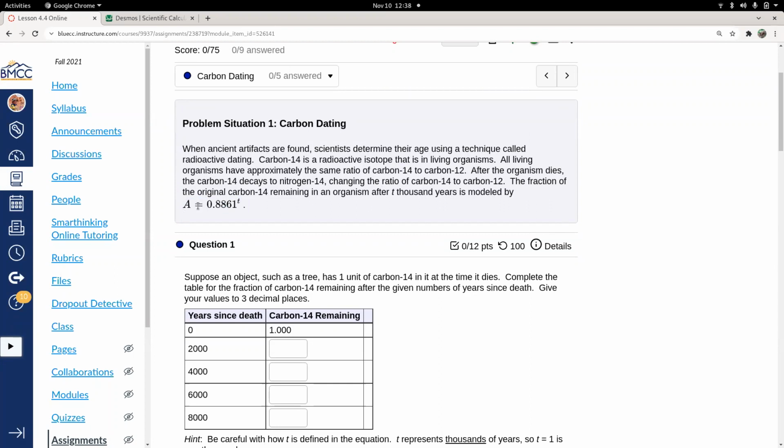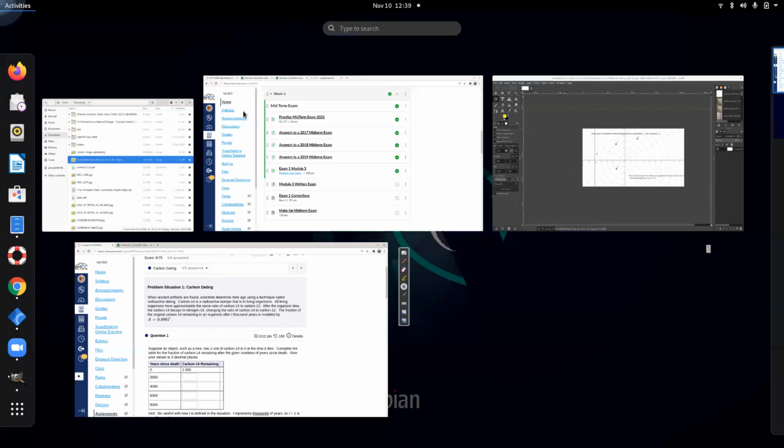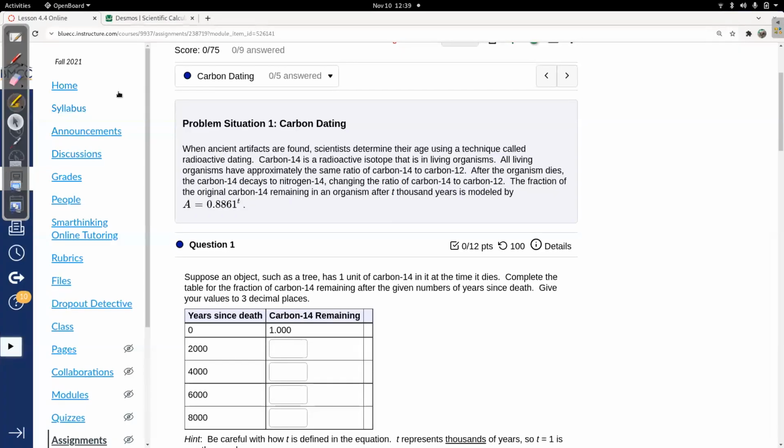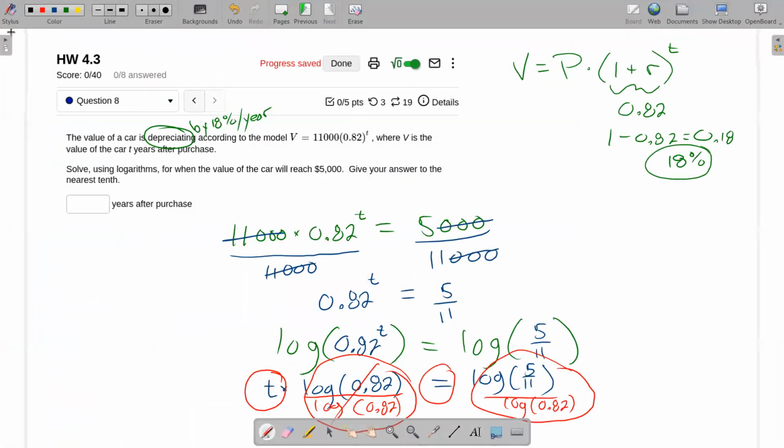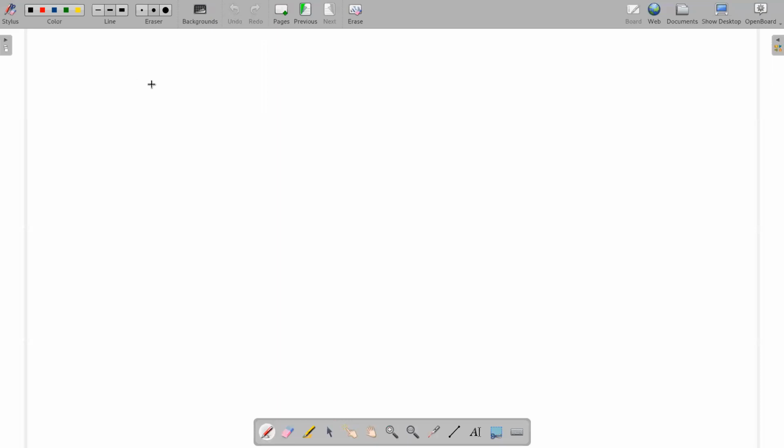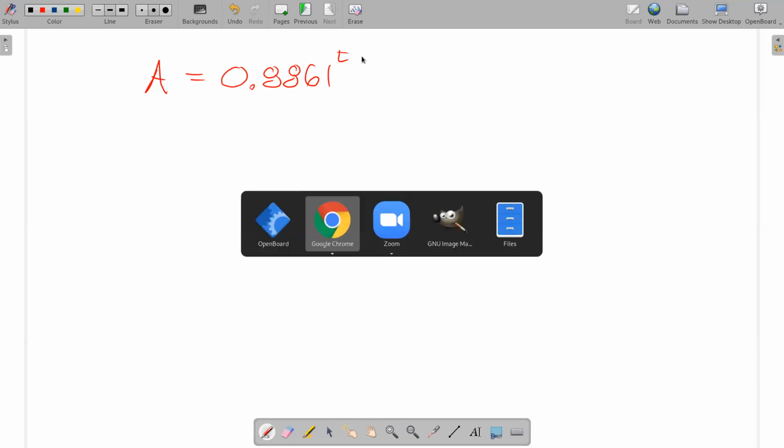We have this equation, A equals 0.8861 to the power t. Just want to think about that equation for a second. A equals 0.8861 to the power t. And what do A and T mean here?